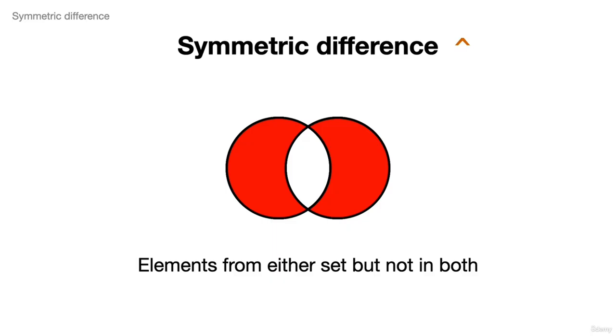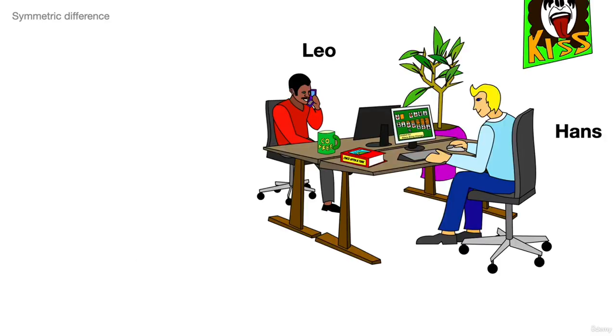Let's have a look at one more operation. A symmetric difference calculates all elements from either set that are not in both sets. You will find this often in probability studies. Let me give you an example. Leo and Hans work at a flex office with only 2 desks. Everyone can take the first 3 desks available. As you can see, today both desks are occupied and everyone is working very hard.